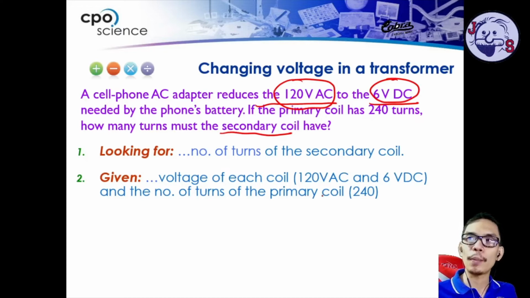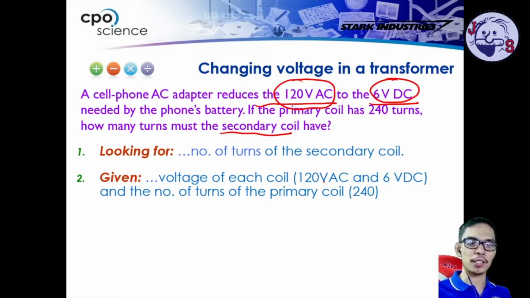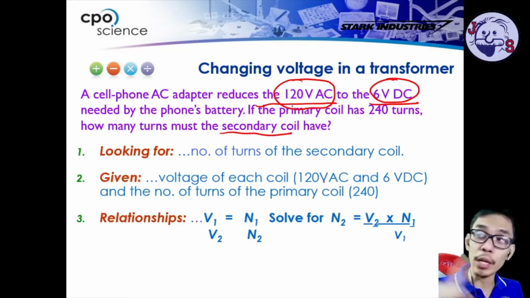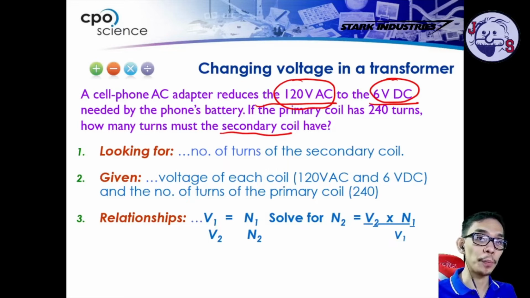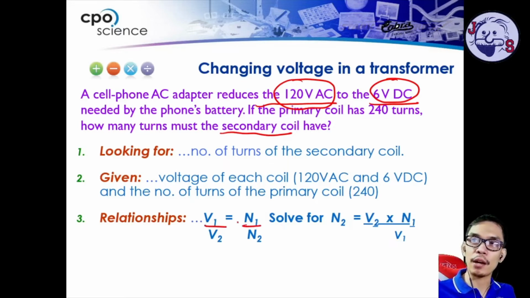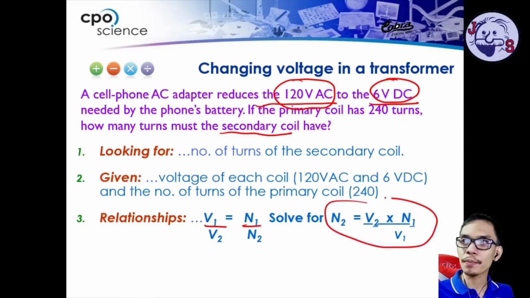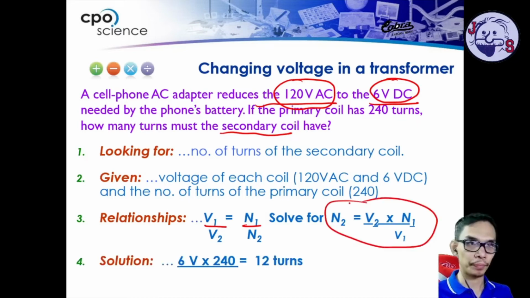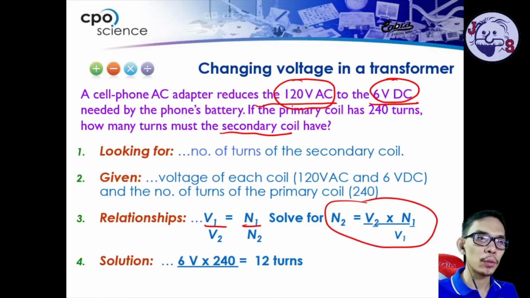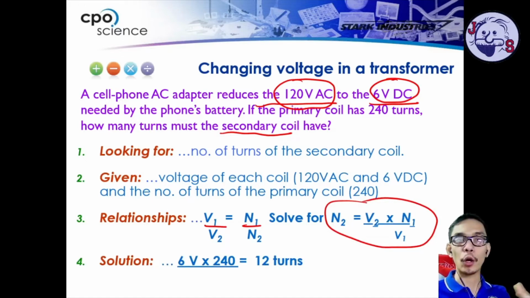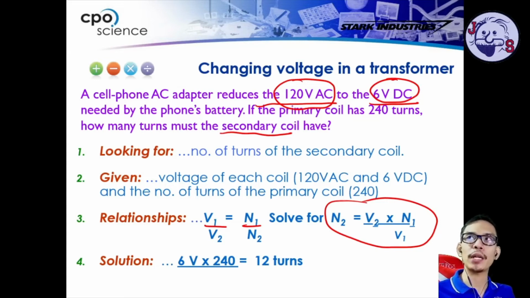Alright. So the primary coil has 240 turns. How many turns does the secondary have? We can use this formula to compute for that, and rearrange the equation to look like this. The answer should be 12 turns. So the secondary coil must have 12 turns. That's the complete answer on this particular problem that you have right here.